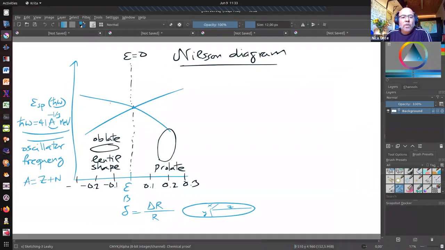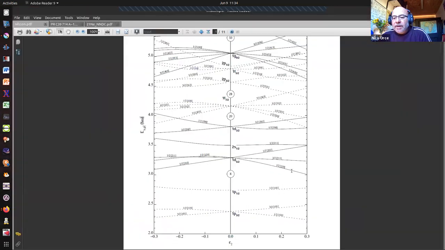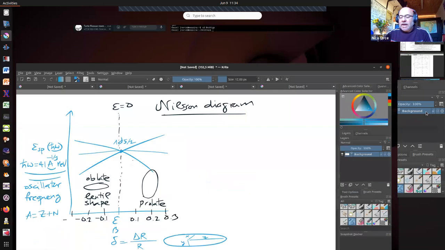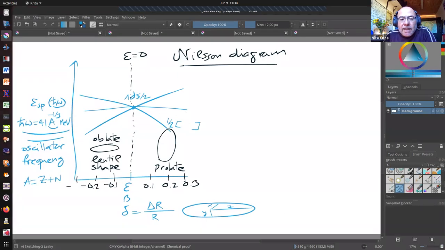Let's take this particular example, which I just drew here. We have it basically like this. We call it the 1d 5/2, but we called it before the 0d 5/2. This is for zero deformation. And then here we have this fellow. So the one coming down is 1/2, with three numbers here, 3/2 with three numbers there, and 5/2.